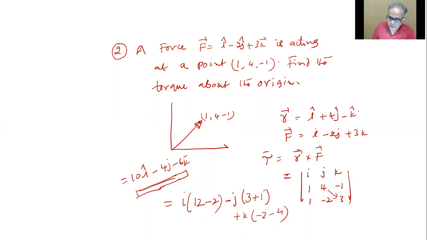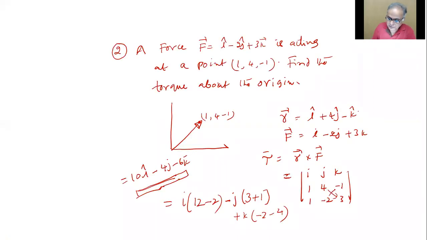You remove the column and the row in which i exists. So 4 into 3 this way. This way, you need to multiply and put a minus sign in the middle. Do you follow? 4 into 3, 12. Minus 2 into minus 1, plus 2. Put a negative sign for the second one. Ignore this and this. You are left with 1 into 3 minus minus 1. Plus k into, this is gone, 1 into minus 2, minus 1 into 4, minus 4. Do you follow, everybody?